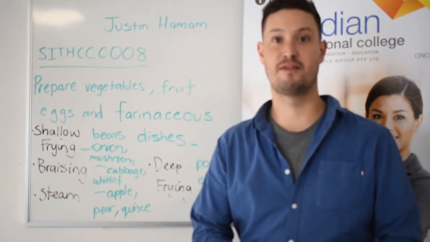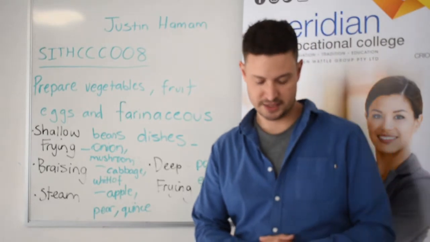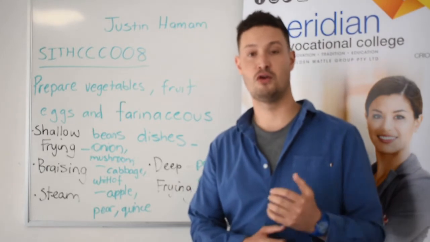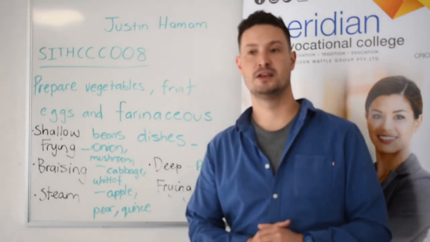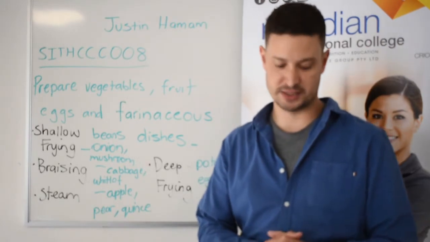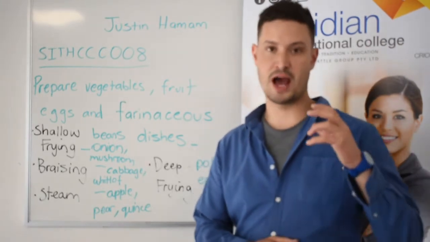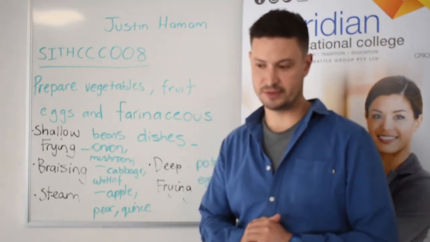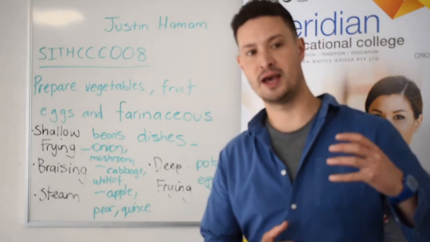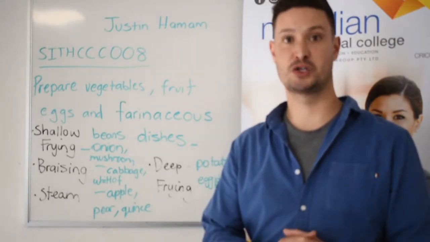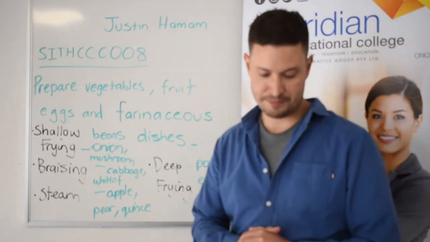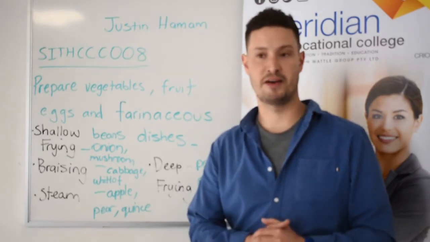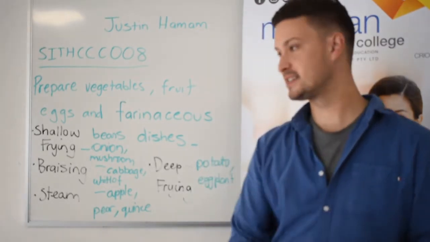In this section 4, we're going to be looking at how to use different cookery methods for preparing eggs, vegetables, fruits, and farinaceous dishes. We're going to look at how we can also adjust any food quality requirements that we have. That might be an allergy, that might be a special dietary request. We're also going to look at different ways that we can prepare fruits, vegetables, and farinaceous dishes. Okay, so let's get started.